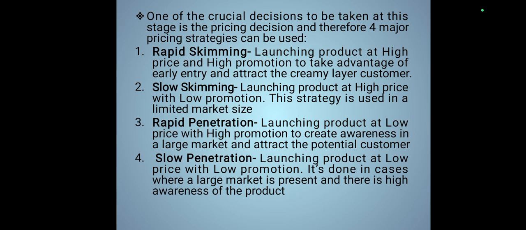In the skimming category, there are two. One is rapid skimming. What is rapid skimming? It is launching the product at high price and high promotion to take advantage of early entry and attract the creamy layer customers in the market. When we talk about slow skimming, it means launching the product at a high price but with low promotional activities, and this strategy is used when there is a limited market size.